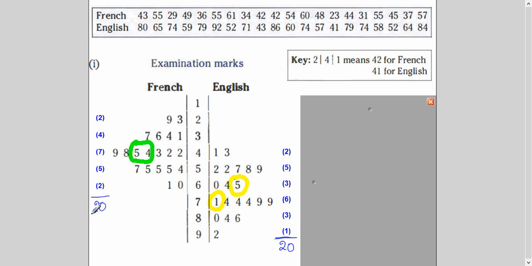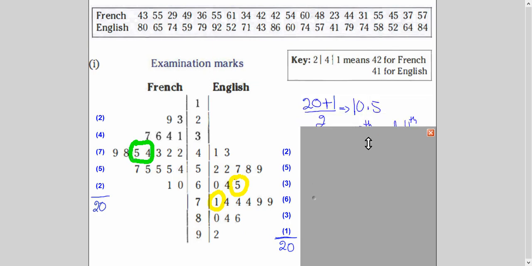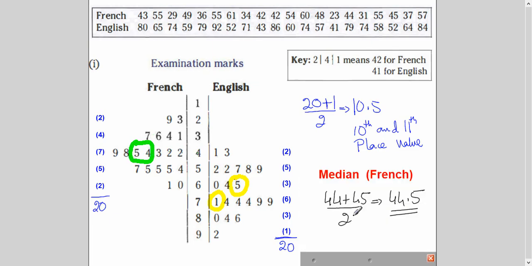This is again 20 because the students are the same, right? So it is an even number, so exactly the same thing: the data at the 10th and 11th place. Now I will count it like this: 2 plus 4, 6, 7, 8, 9, 10, and 11. So it is 44 and 45. You add up, divide by 2, and you will get your median.